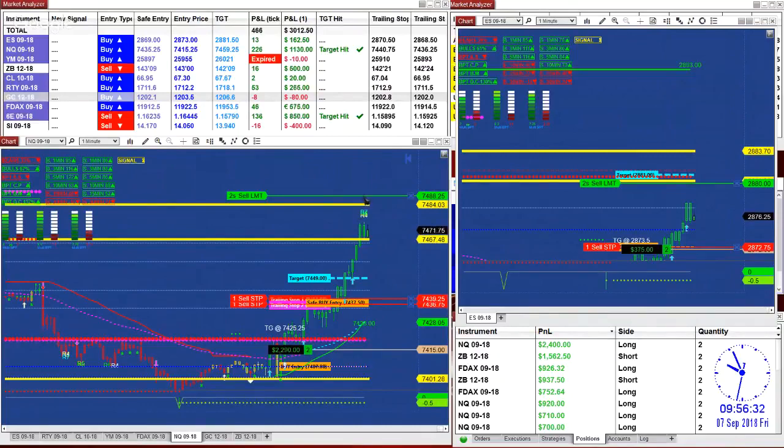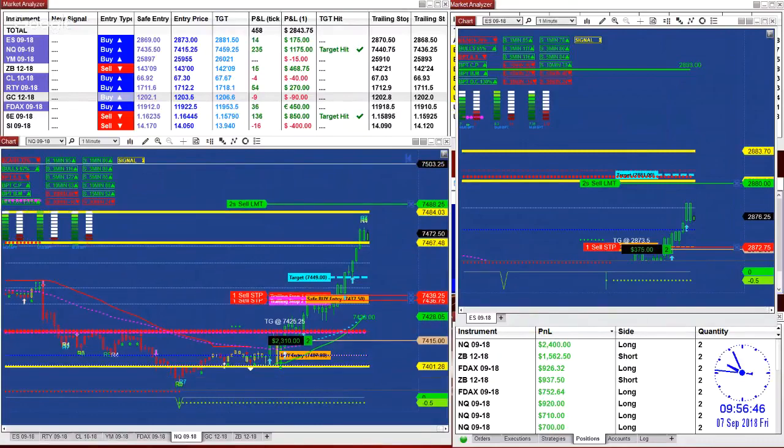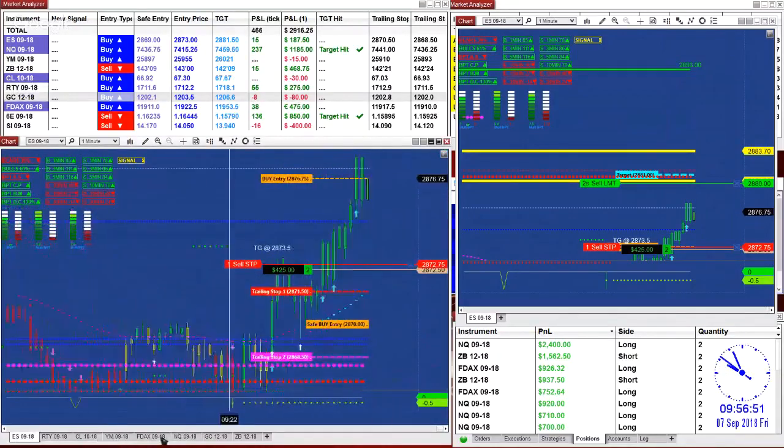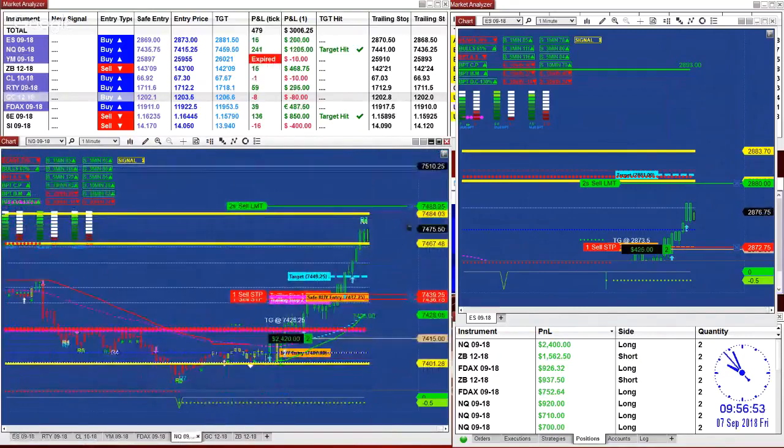I extended the target, but now we have a reversal, double reversal. Those reversals do not repaint. So for those guys who had a bad experience with the reversal system, they do not repaint. Let me go back to this one.